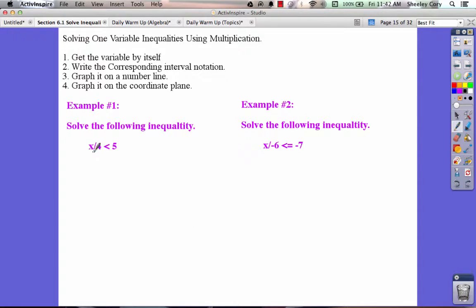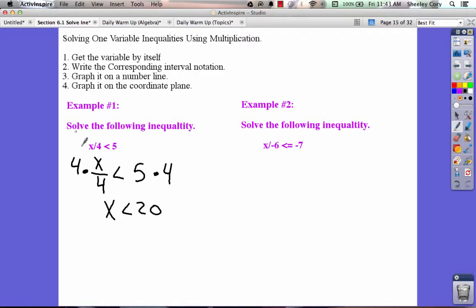So in this situation here, we've got x divided by 4 less than 5. Remember, this slash means a fraction. So x over 4 is less than 5. Nothing changes when we solve this inequality versus an equation. The inequality sign doesn't make any difference. We still need to get x by itself, so we're going to multiply by 4 on both sides. Multiply by 4 here, and our answer ends up being x is less than 20.